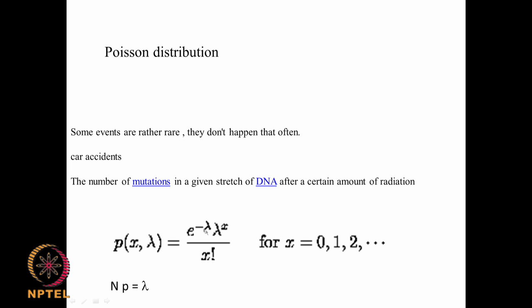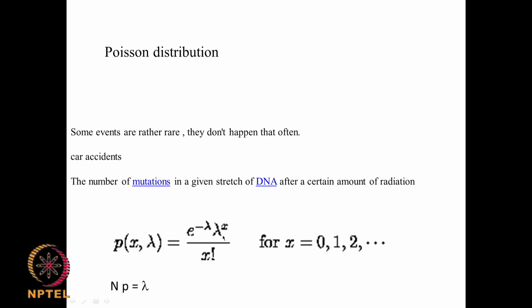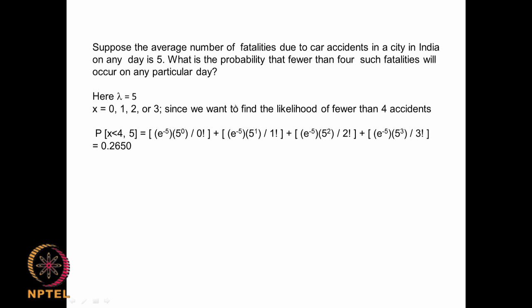So what will be the lambda here? Lambda is 5, because we are talking about any given day, and statistically they have found that there will be 5 accidents per day. So lambda will be equal to 5. Then you put x as 0, then 1, then 2, then 3, and add up all of them to give you the entire probability.